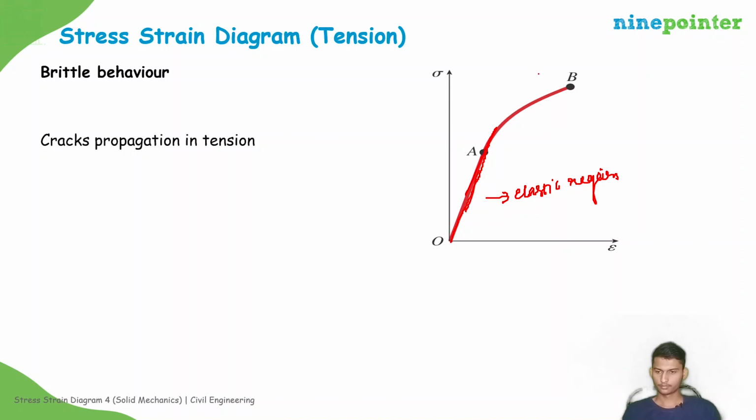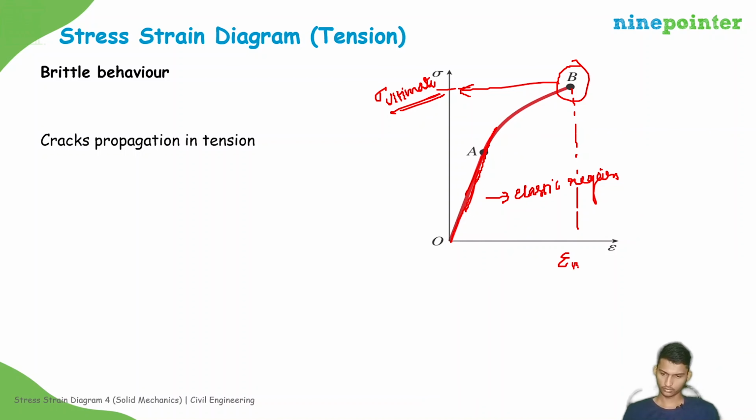And this is sigma ultimate. So after this, that will be Emax. So see, we said that in ductile materials, the Emax is different from the sigma max. Means if you take the graph, if you look at the value of strain at the position of sigma ultimate, that value is not maximum.